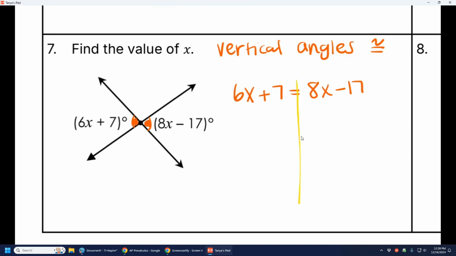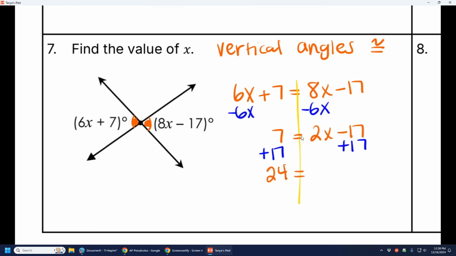I'm going to subtract 6x from both sides. 7 equals 2x minus 17. Then let's add 17. So that is 24 equals 2x. And then last divide by 2. X equals 12.